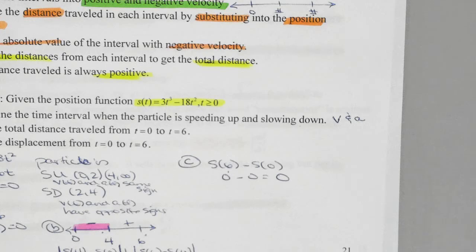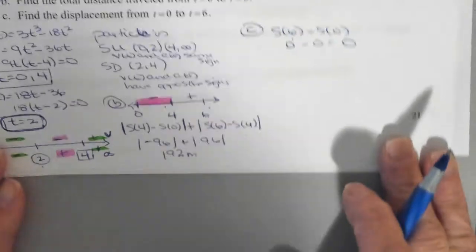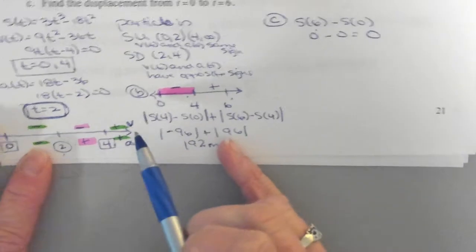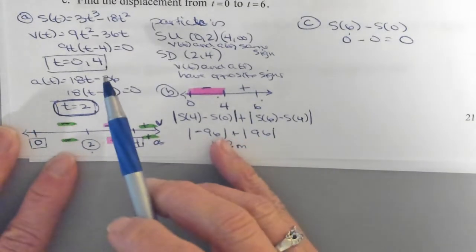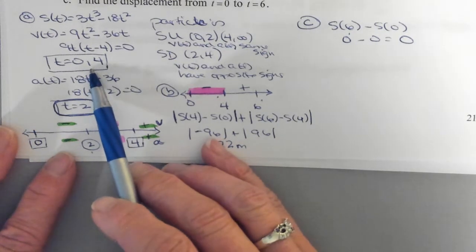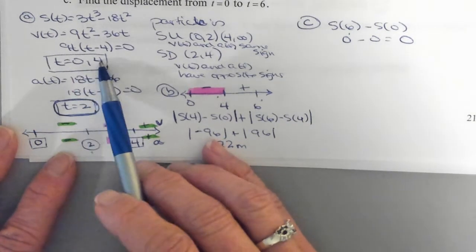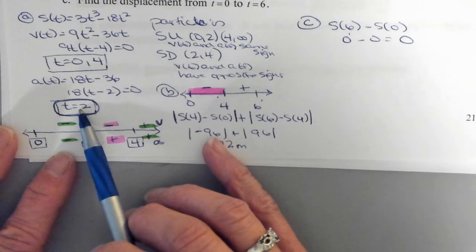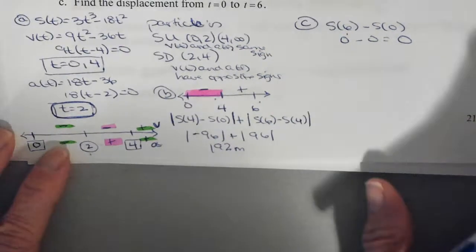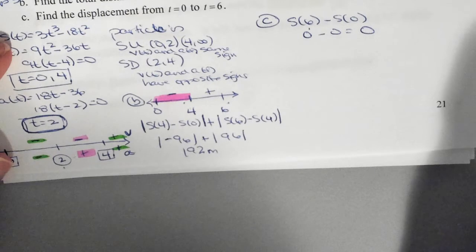We're actually going to start on the bottom of page 21, and we're going to use everything that we figured out the other day. So we found out that we had critical numbers from our velocity function at 0 and 4, and from our acceleration at 2. And basically what we want to do is just draw the pathway of this particle.